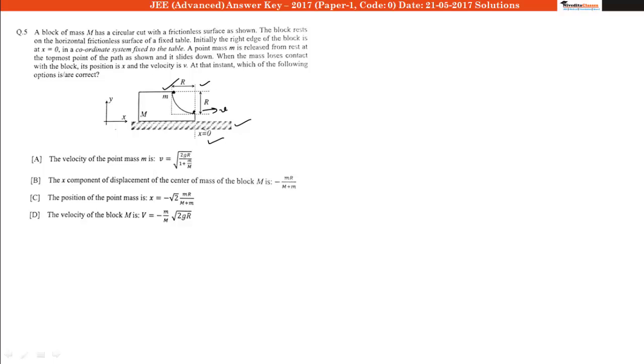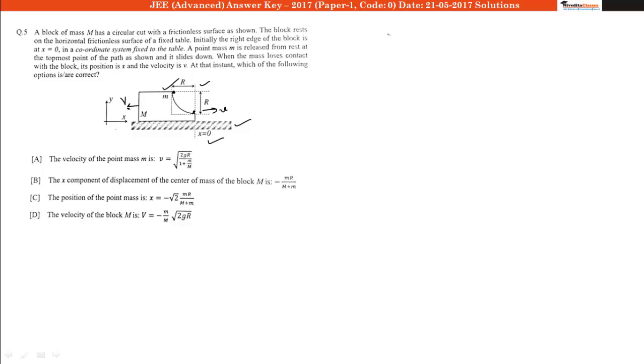So, in this question, there are two things. One is conservation of linear momentum. Another is conservation of energy. Because all the surfaces are frictionless, there will be no energy dissipation. Let's say this small mass gets detached with a small v velocity, and when the small mass is detached from the capital mass M, the block has a velocity capital V.